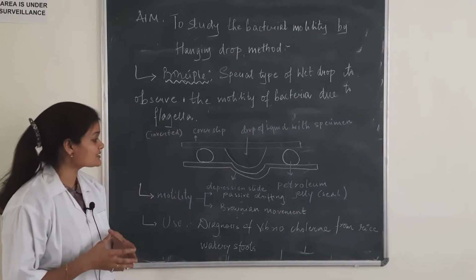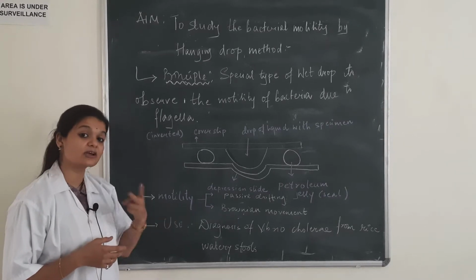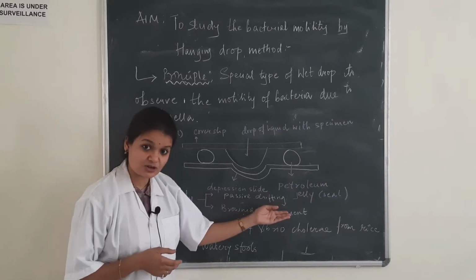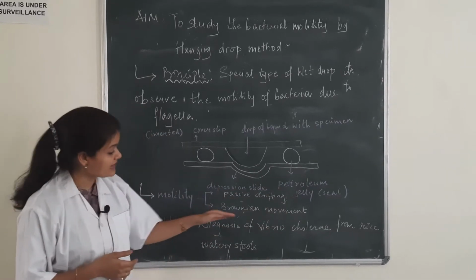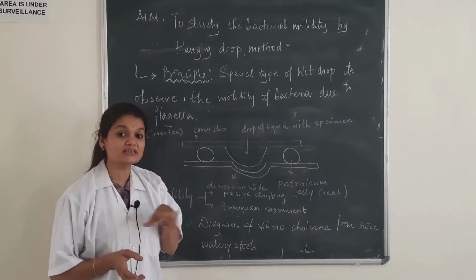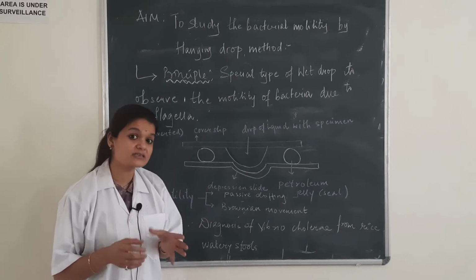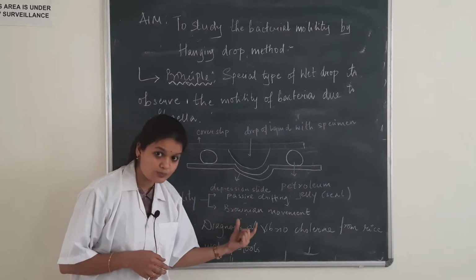Now the first thing you have to see here is that motility is of two types: passive drifting, which is like conventional drifting, and the Brownian movement. Brownian movement is the oscillating movement. It has a fixed point of movement, and that you have to basically observe.